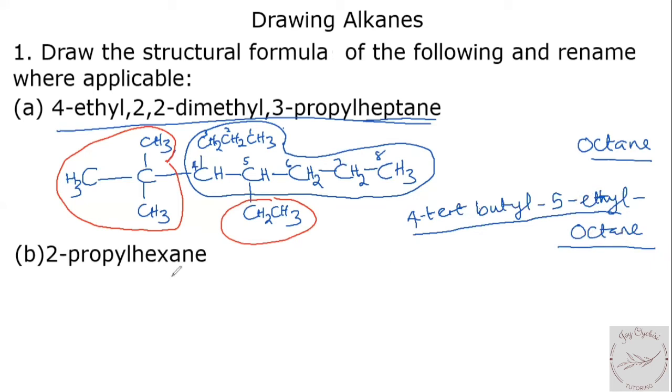All right, so for this one, this is your longest chain. So you have 1, 2, 3, 4, 5, 6. Hex represents 6 carbons. Now on the second, you have a propyl, which is CH2, CH2, CH3.